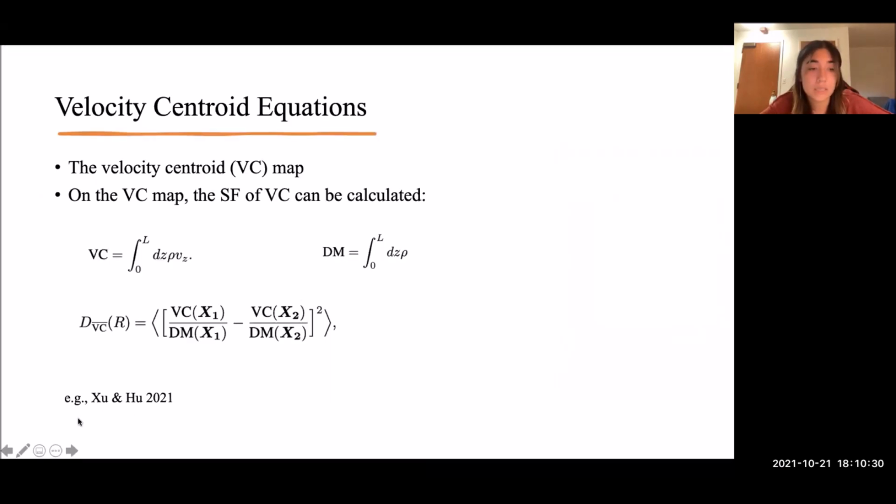Now onto these velocity centroid equations. On the next slide, you will see something called a velocity centroid map, and from that we can derive the structure function of the velocity centroid. The velocity centroid can be seen by the integral over here. Notice that it is different from plane velocity simply because it has a density component as well, and this dm value is described as the column density. To find the structure function, we take 2 points on our velocity centroid map. We take the velocity centroid and divide by its column density. Same thing with the second point, we subtract them and then square the value to get our structure function.